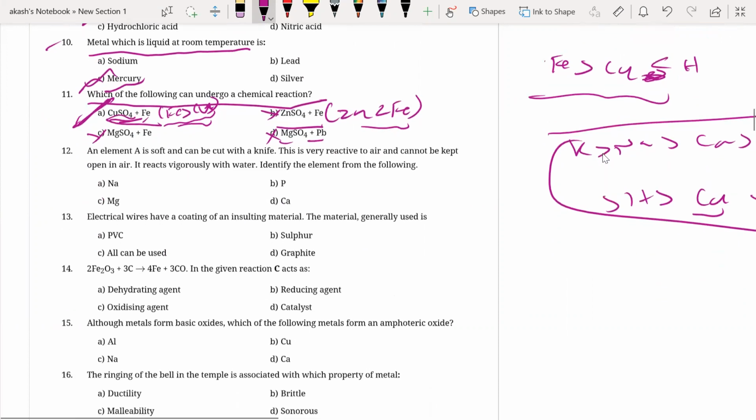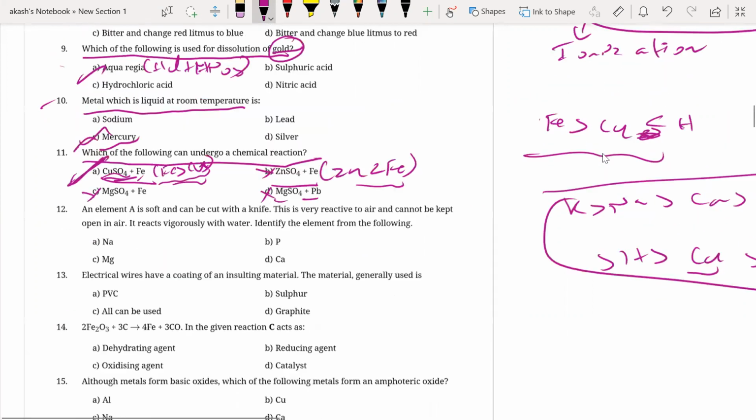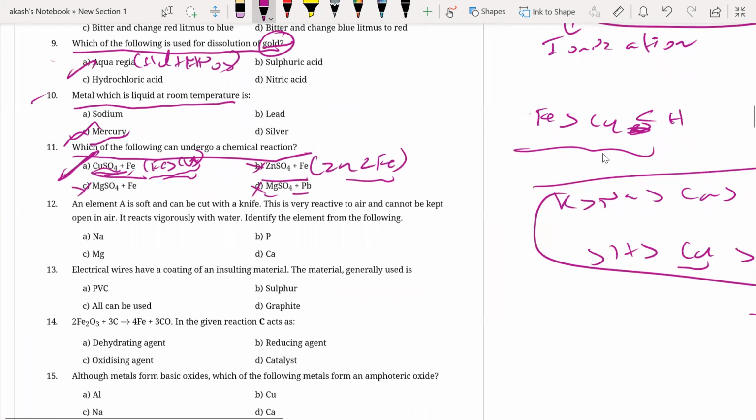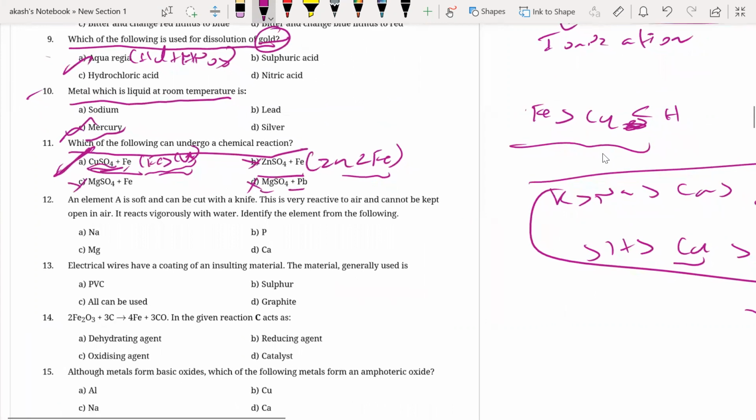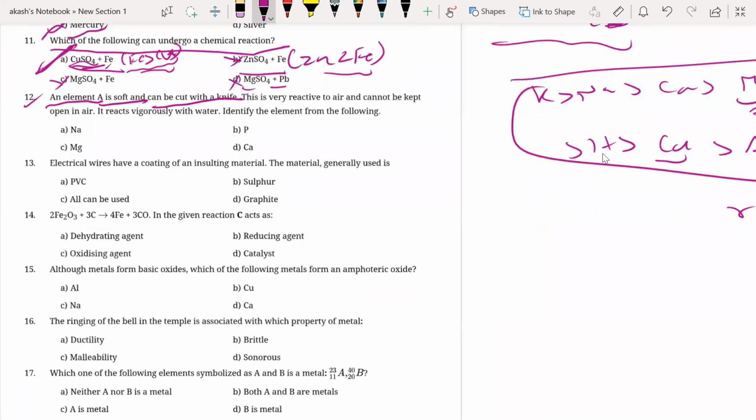Next question, question number 12. An element A is soft and can be cut with a knife. What is the element? Potassium and sodium. Exactly. Potassium and sodium. I don't have potassium here, I have only sodium. The correct answer to this question is option A, sodium.